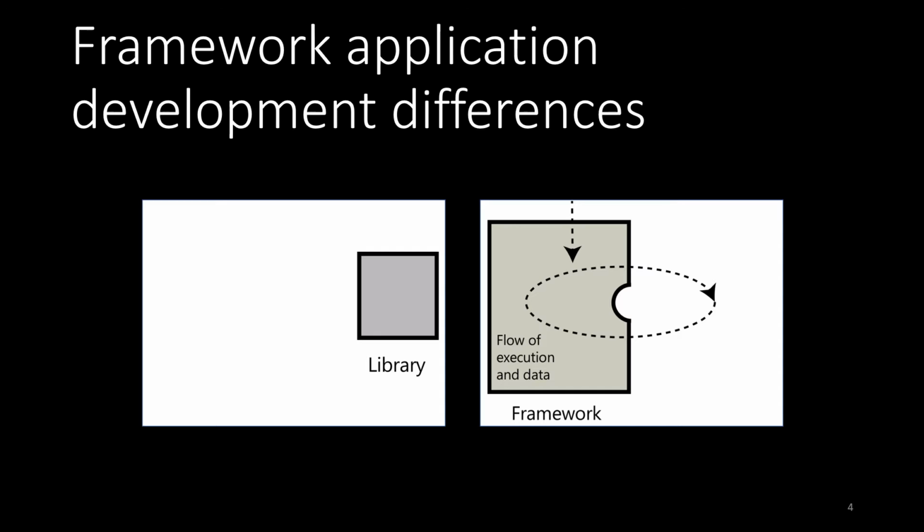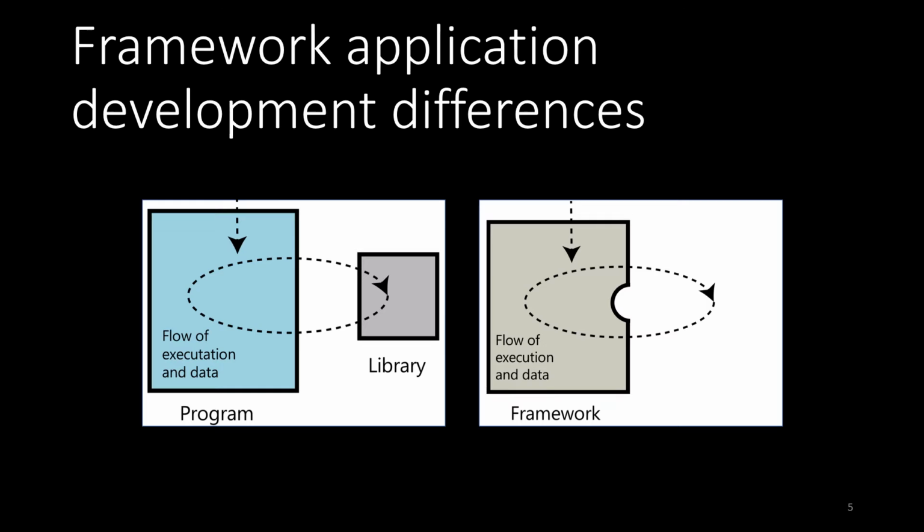Developing with a framework is different from other forms of software development. In this case, I'll compare developing with a framework to developing a program that just calls out to a library. When you create a program using a library, your program controls the flow of execution and data. So you get to write the main function of the code and then call out to that third-party library whenever you need it to perform the provided functions.